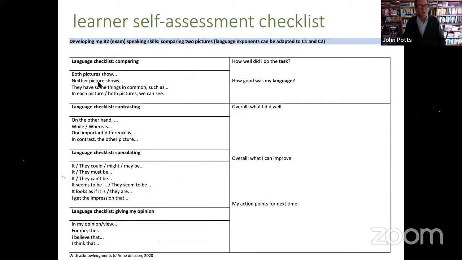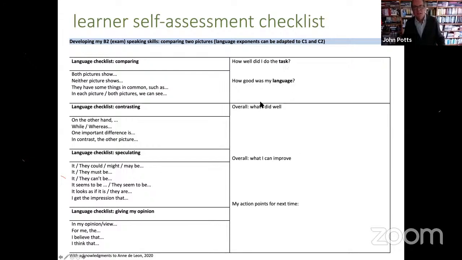So both pictures show this, neither picture shows this. They have these things in common. On the one hand, on the other hand. So we have language for comparing, language for contrasting, language for speculating, language for opinions. And then we have the self-assessment part on the right.